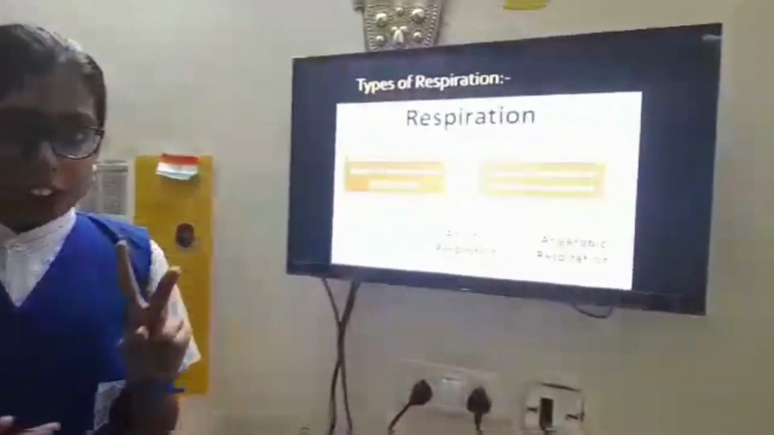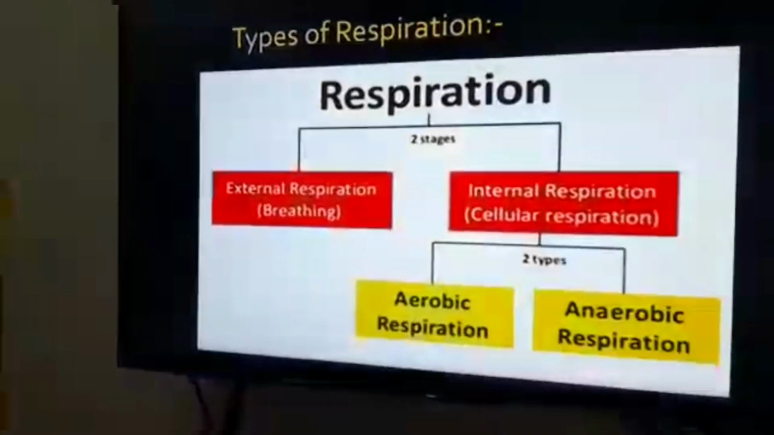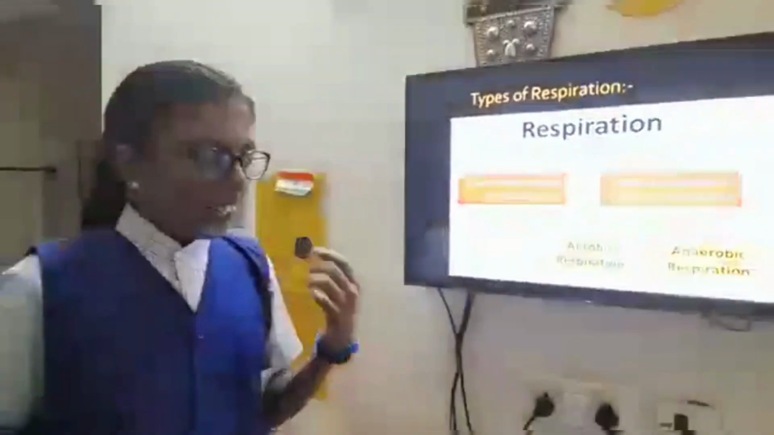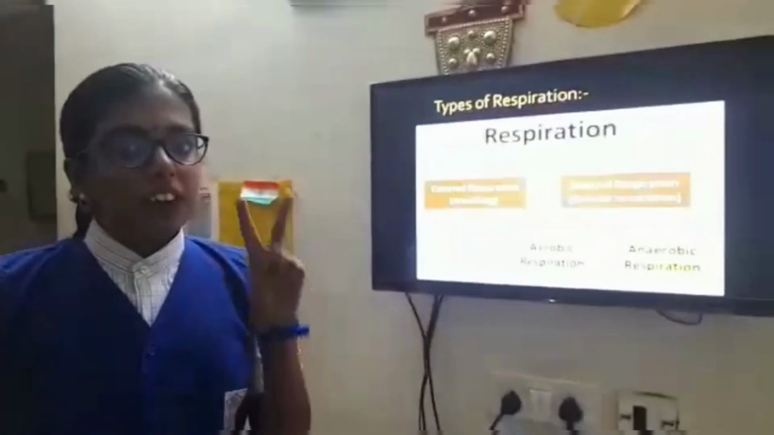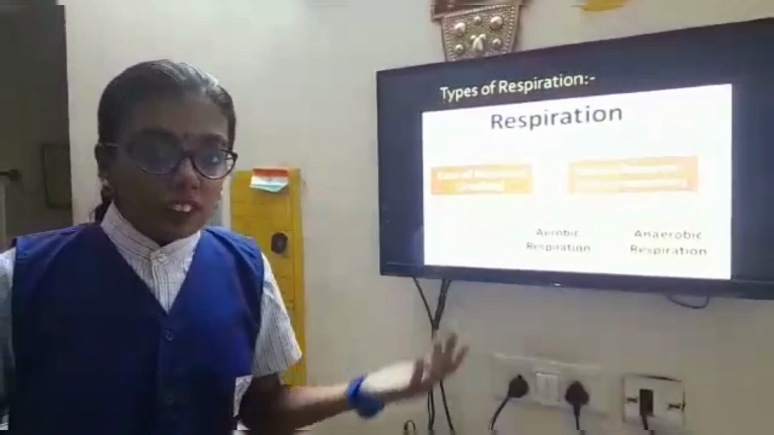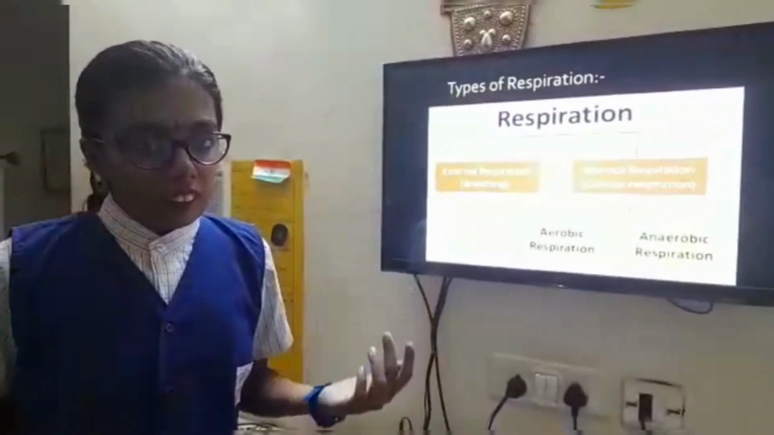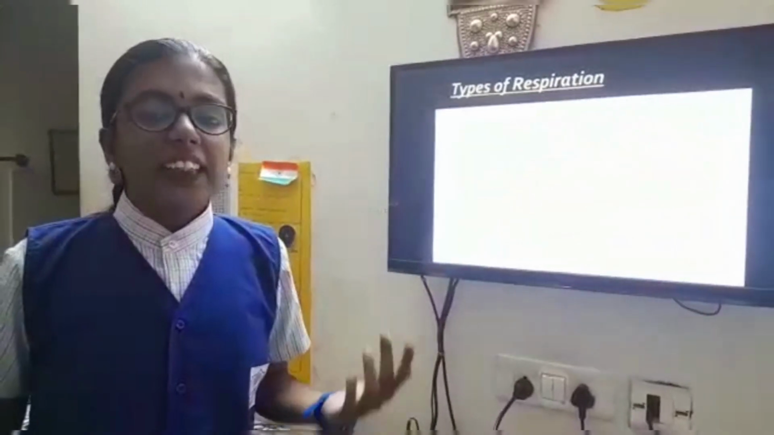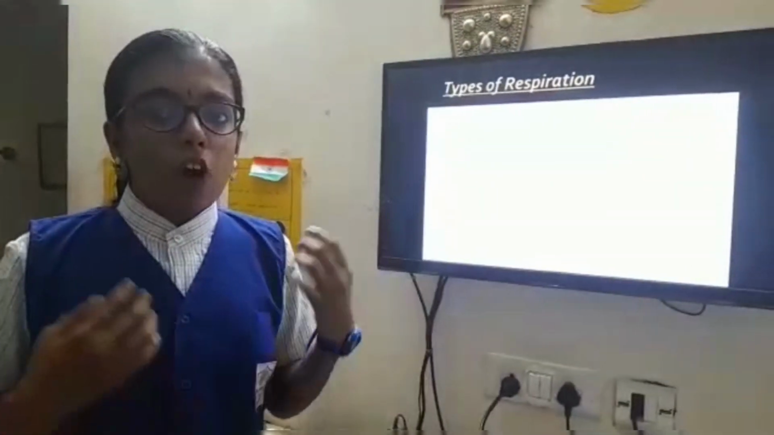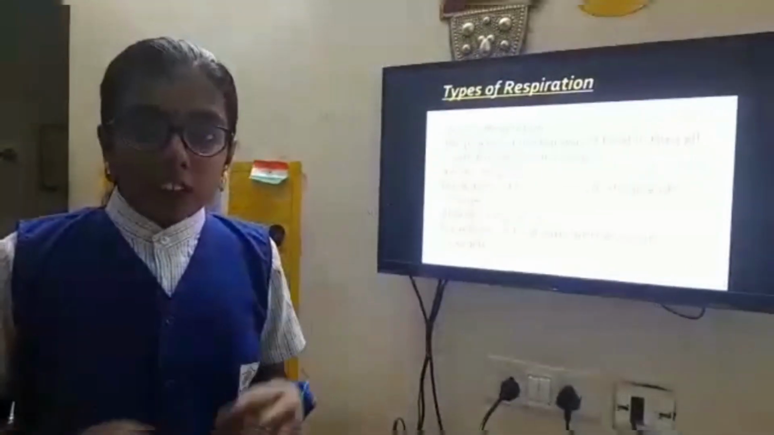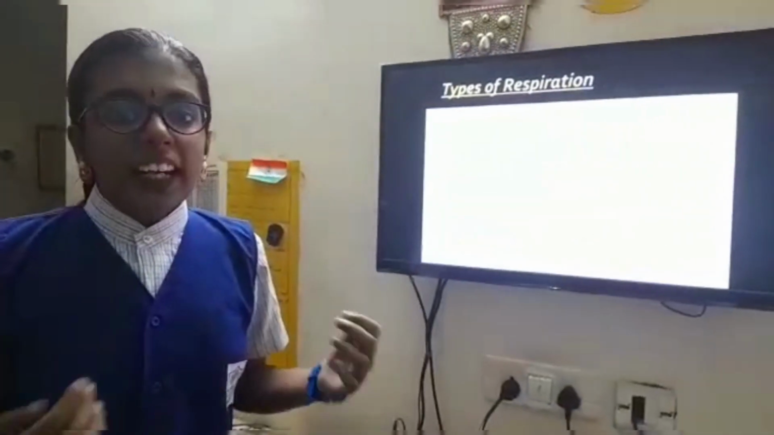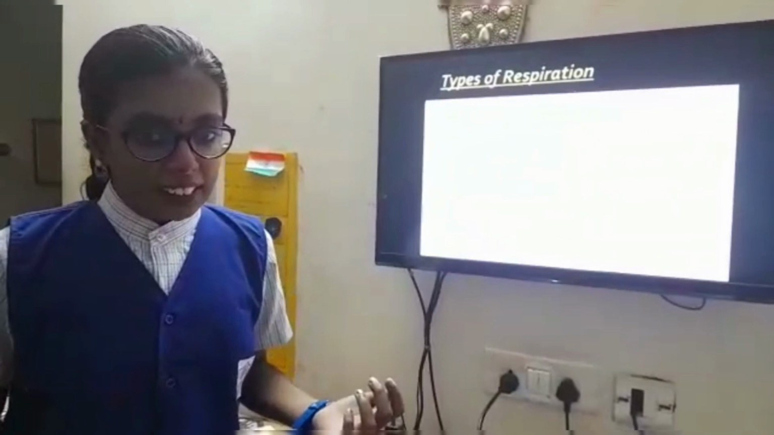There are two types of respiration: external respiration or breathing, and internal respiration or cellular respiration. There are two types of cellular respiration: aerobic respiration and anaerobic respiration. Cellular respiration takes place inside the cells of organisms. When the breakdown of food occurs inside the cell with the production of energy, it is known as cellular respiration.